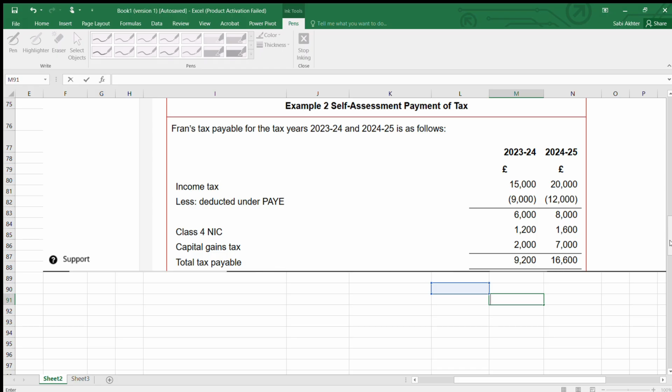Then we have example 2. So for 2 tax years, income tax is given, tax deducted at source is given, class 4 and capital gain tax are also given. So now we have to find the payment on account. Okay. So for 24-25, it will be based on the 23-24 figure.